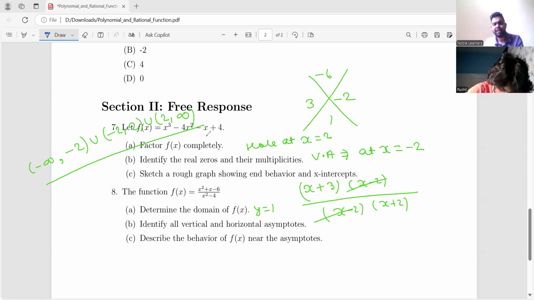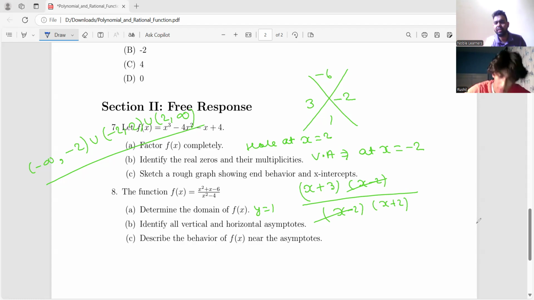And what is the end behavior? End behaviors are very simple, but here people sometimes get confused. I'll tell you a bit about this, and a domain question also, from rational functions. There are some tricky ones. So end behavior is very simple.